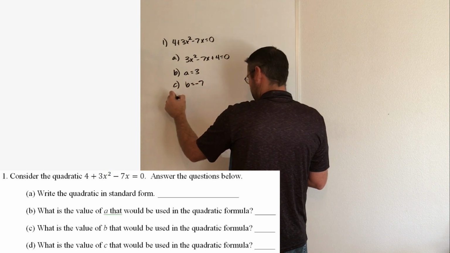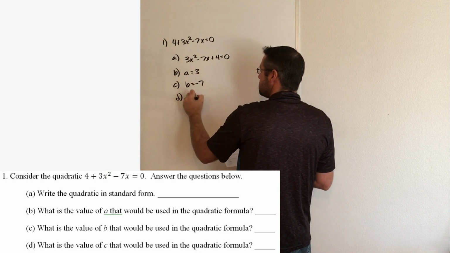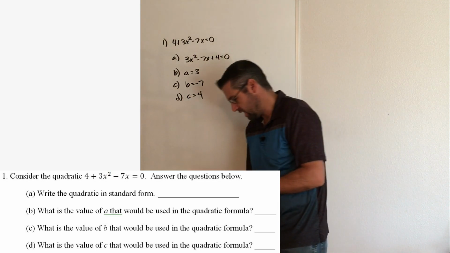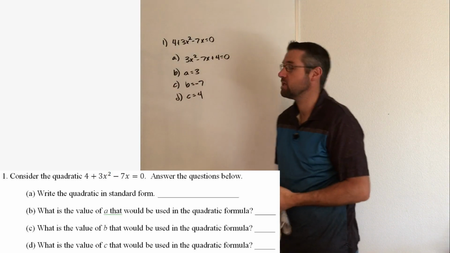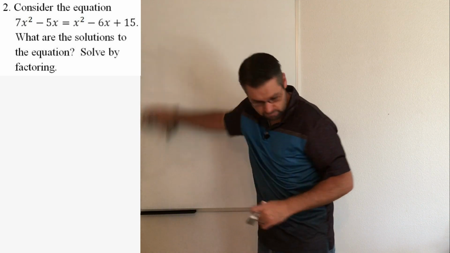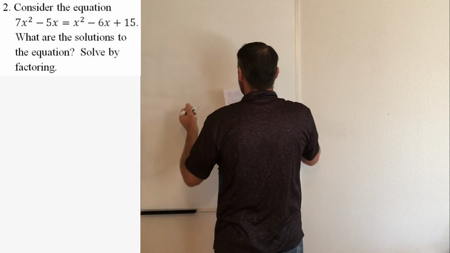And then for D, it's asking for the C value. The C value is your constant at the end. So C is 4. We, of course, use that for the quadratic formula and other attributes when it comes to factoring and things like that. So that's the answers to number 1. Pretty straightforward. Number 2, it asks us to solve this equation by factoring.